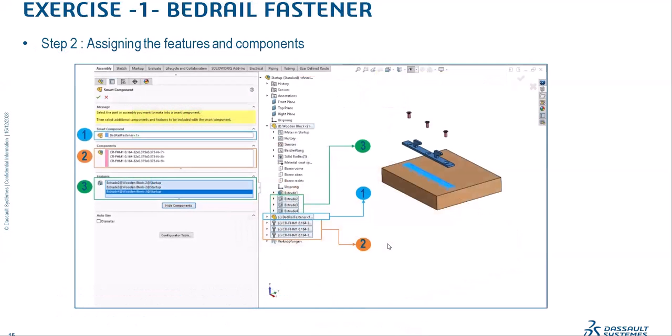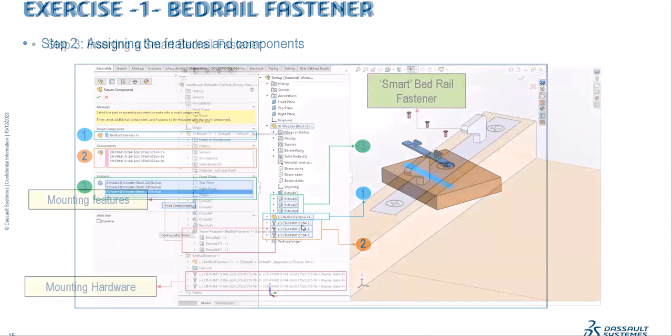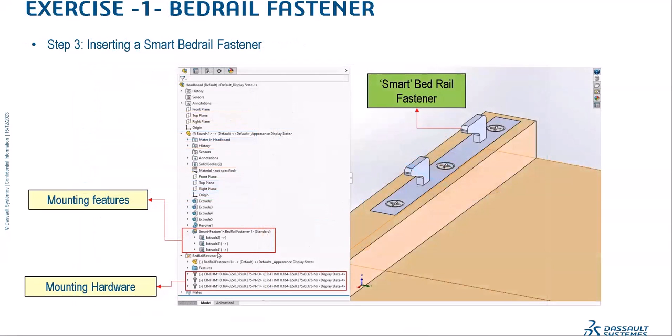And so these are the features that we select and the associated components. And of course, when we add it, we see that we have these smart features added to this board component, and we have our smart component added and identified again with this lightning bolt.